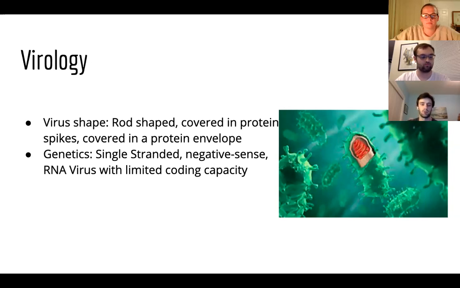The rabies virus is single-stranded and has a negative sense with a limited coding capacity. A negative sense RNA strand actually has to be converted to positive sense to then be used for translation in protein synthesis. The whole genome of the rabies virus only codes for 5 proteins, which is relatively small compared to the human genome of over 20,000 proteins.